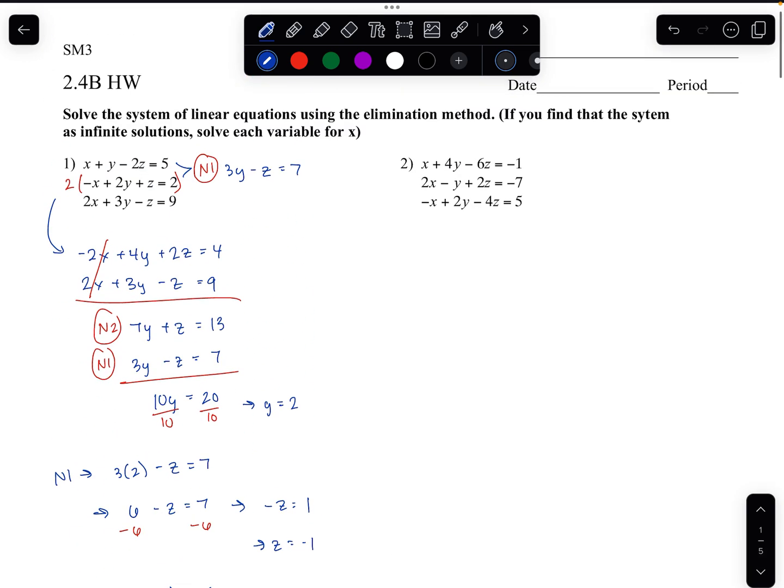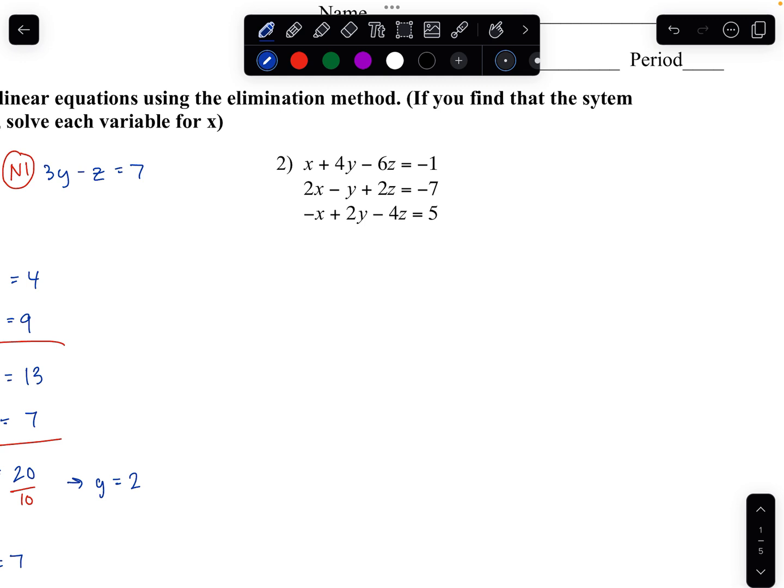Alright, so that's the first problem down. Let's go to the next one. I think x is going to be the best variable to eliminate. All other variables aren't looking quite as nice as that right there. So I'm going to first add 1 and 2 together. Get 6y minus 10z equal to 4. So that's the first new equation that I have without x.